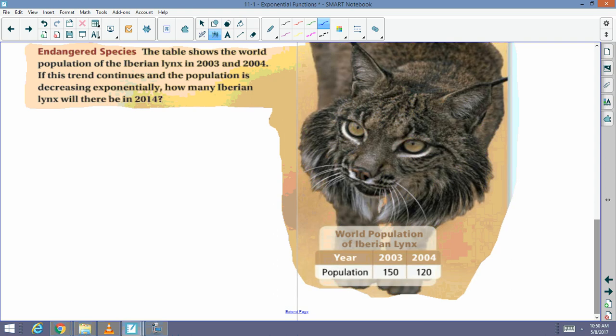In 2003, I had 150. In 2004, I had 120. There was a loss of 30, but I'm dealing with percentages. We're dealing with exponents. So how can I find the percent change here?